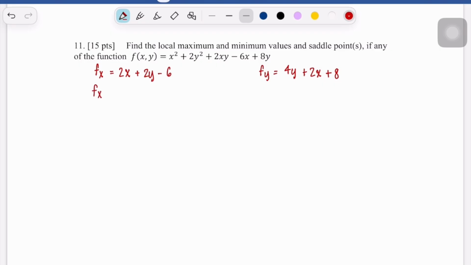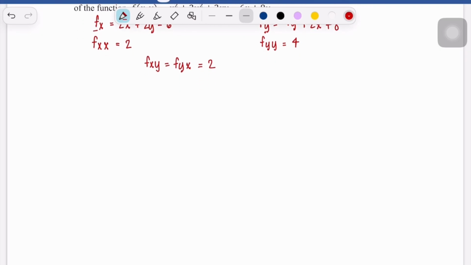Let's just find the double partial derivatives as well, because we're going to need them for our discriminant. So f_xx would be just 2, and f_yy would just be 4. And then we also have to find f_xy or f_yx. They're the same. You can either differentiate this with respect to y or this with respect to x. You'll get the same answer, and that's just 2. Okay, now we find the critical points.